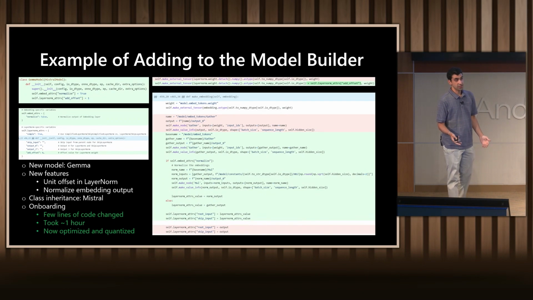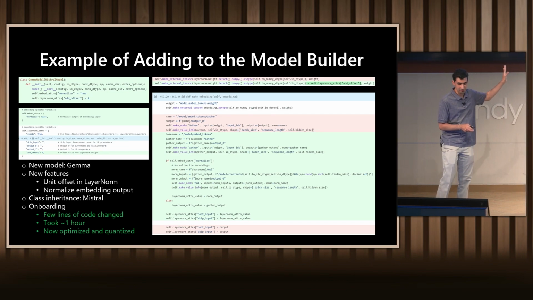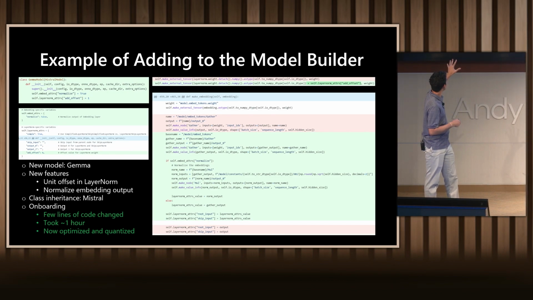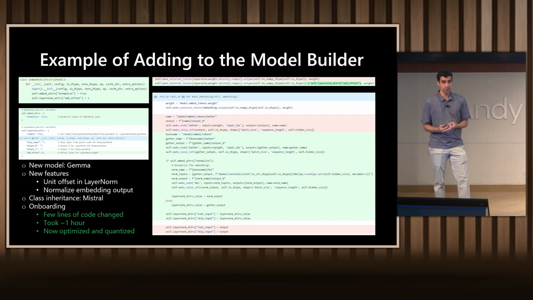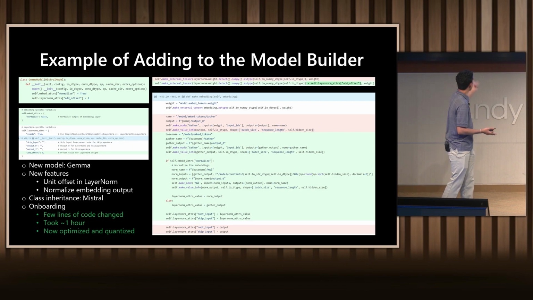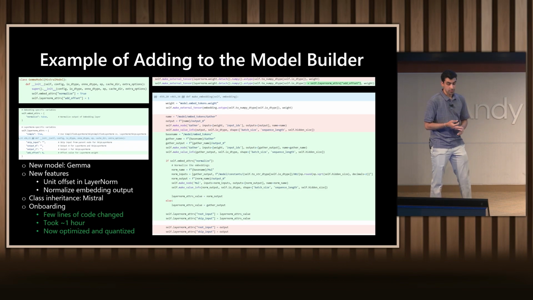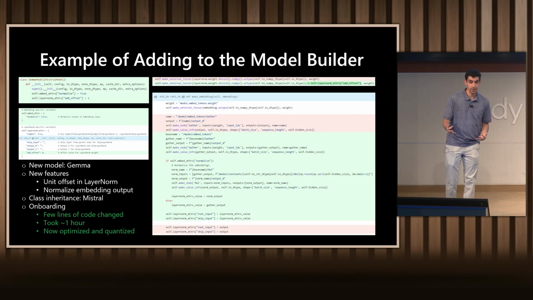So how do you actually contribute to the model builder? This is the full PR diff for actually adding the Gemma model. In this case, what we do is we inherit from the Mistral model architecture that was already onboarded, and we try to see, okay, what are the new features that are different in Gemma that we didn't have before in Mistral? So in Gemma, we have a unit offset in the layer norm, and we normalize the embedding output. So at the top, you can see the normalize setting is turned on to true, and the add offset is set to 1 to do the add offset.